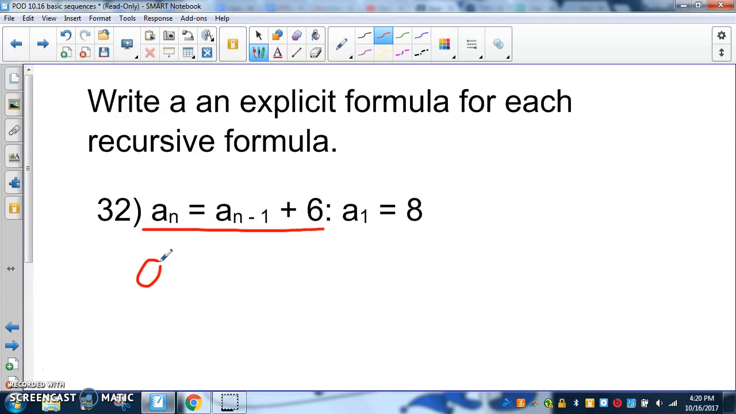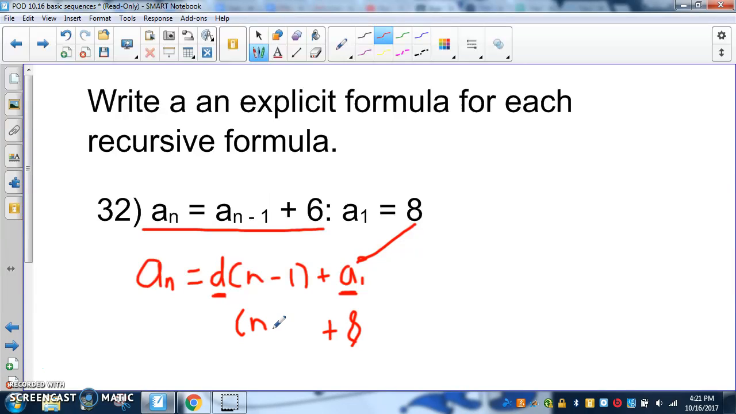So if I write down the explicit formula again, it's a sub n is equal to the difference times n minus 1 plus a sub 1, our first term. And in this case, guys, this problem is super easy because they actually give us all of the information we need. We need to know the common difference, and we need to know a sub 1. Obviously, a sub 1 was given to us right there, so I'm going to go ahead and write plus 8.